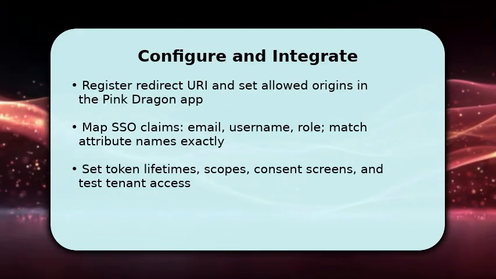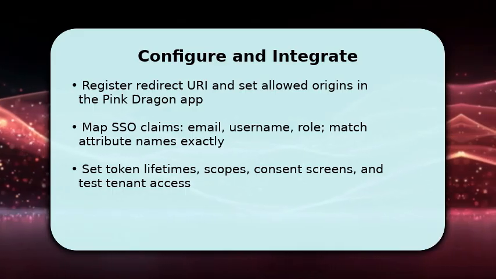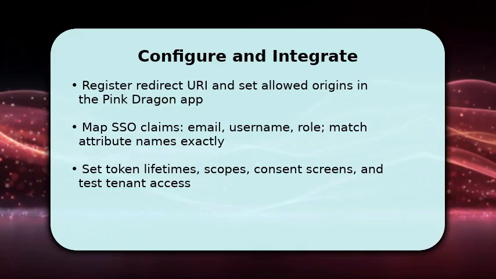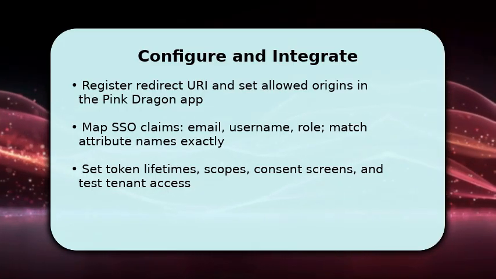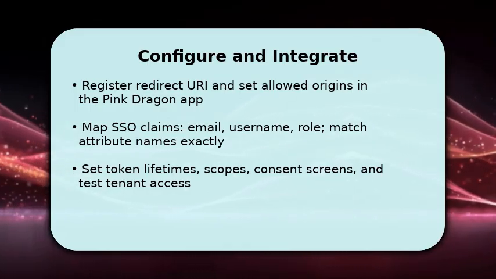This is the complex middle step where exact values matter. You map claim names explicitly, so user identity flows correctly. Mismatched attributes break sign-in. Then set scopes and token lifetimes based on security needs. Shorter lifetimes reduce risk but require refresh logic.